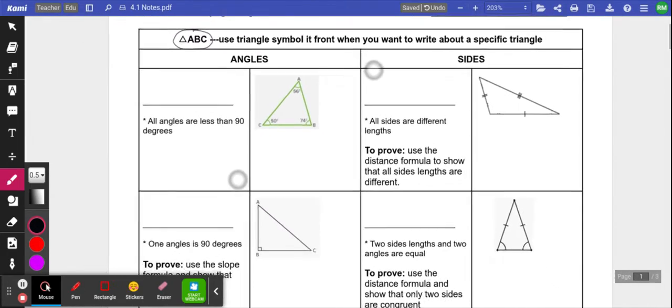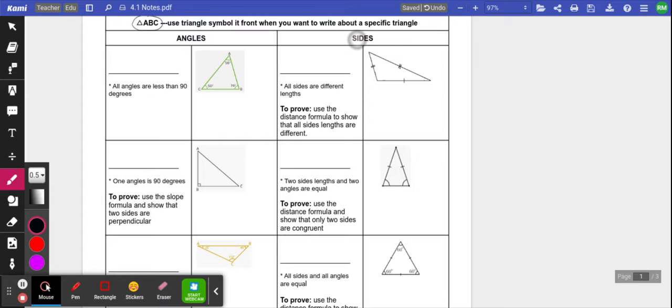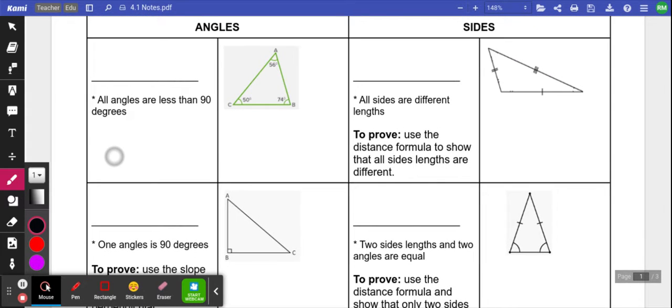Second thing, this is split up into two different categories. We can classify triangles by their angles, by their sides, or by both. So let's go ahead and fill out these notes. First, let's look at how we classify them by their angles.